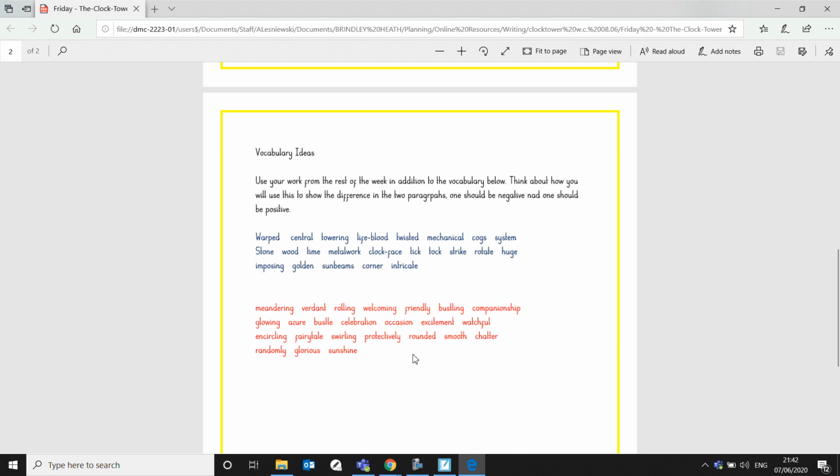So it's up to you how you do this. You might want to jot down some ideas first, or you might want to get straight into it, edit it, and so on. It's entirely up to you.